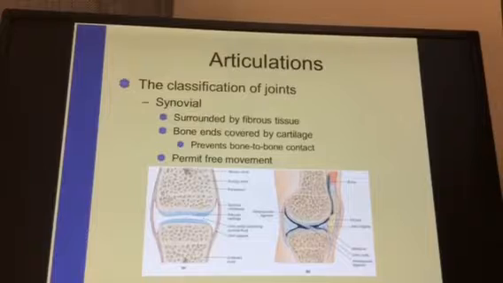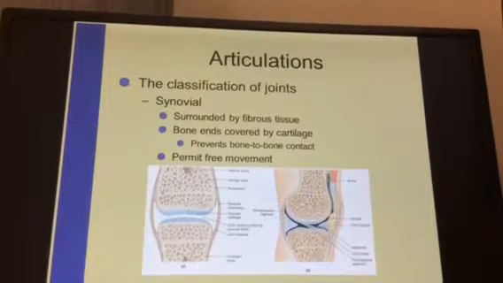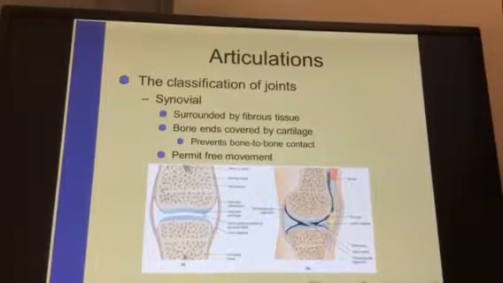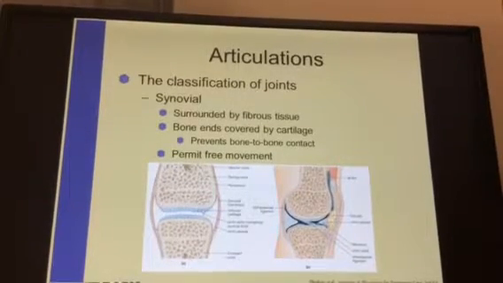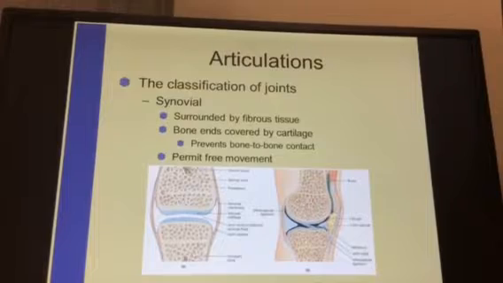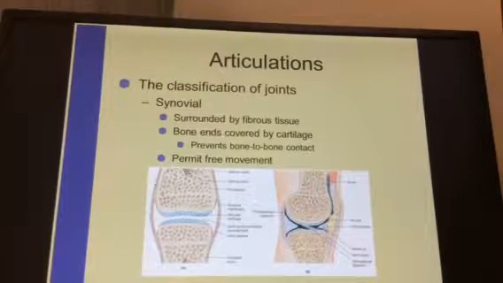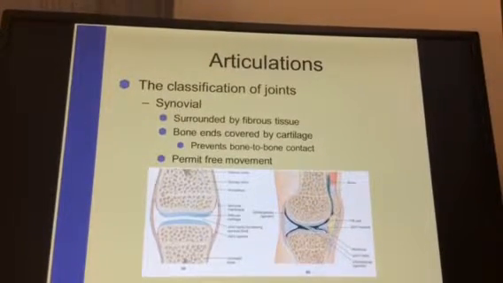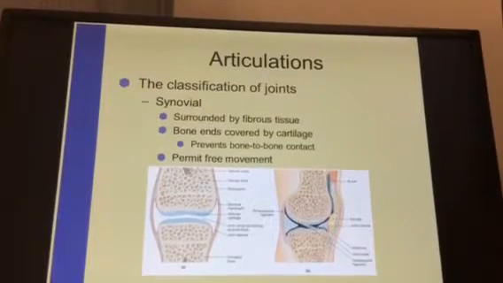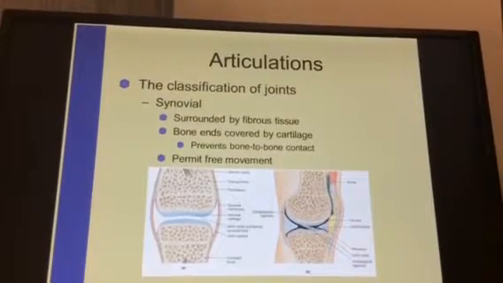And those are going to be, again, lots of motion, but they're more unstable, if you will, more susceptible to types of injuries. And when they are injured, they take longer to heal. So there are lots of different joints that we're going to see, and I just want you to be aware of those.